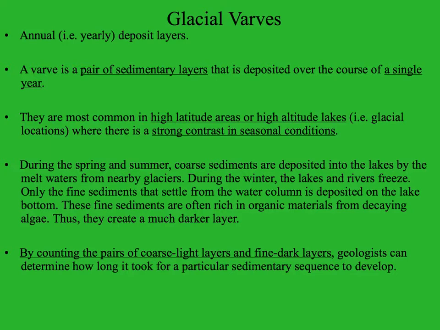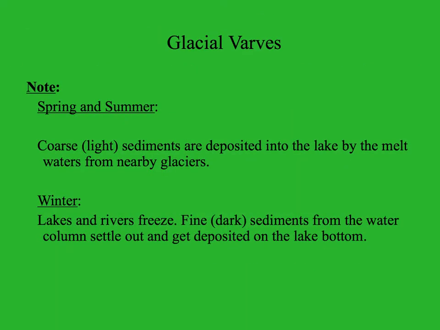So typically what you do is you count the pairs of coarse light layers and fine dark layers. Basically you can match it up by texture, saying coarse and fine, or you can match it up with color, saying light and dark. However, you have to have those two sedimentary layers to make up one varve, which is equal to 1 year.